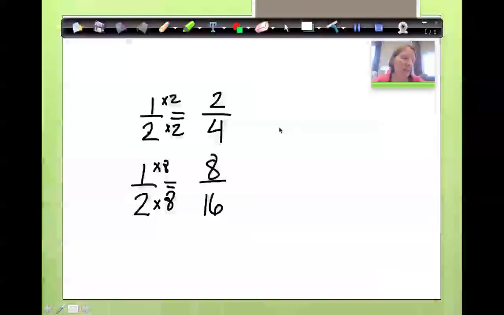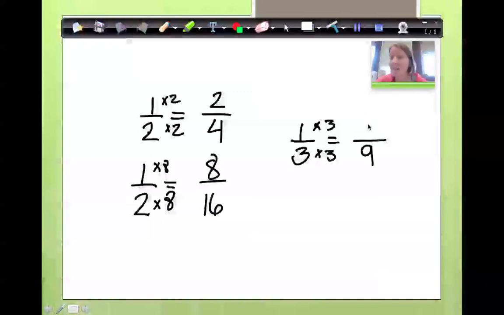Okay, now what if I did 1/3, and I wanted to know the equivalent fraction in ninths? What would I do? Well, what did I do here? 3 times what is 9? 3. So I'm going to do the same up here. 1 times 3 is 3. So 3/9 is equivalent to 1/3.